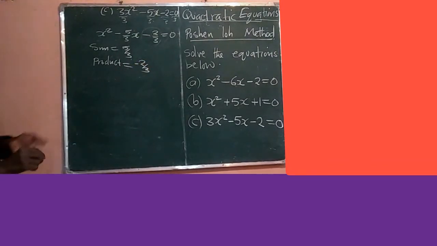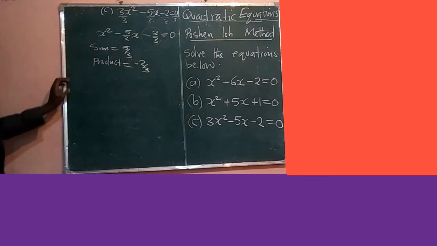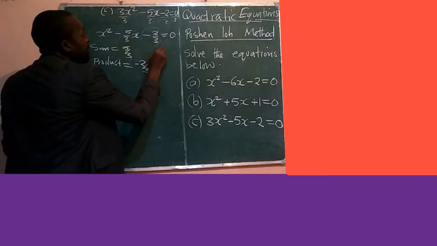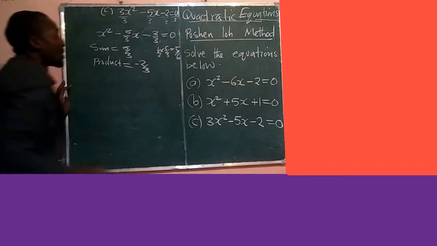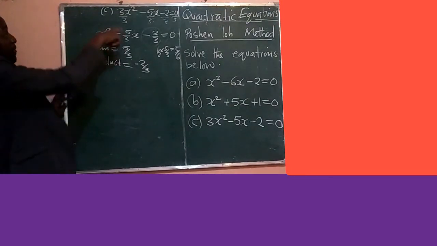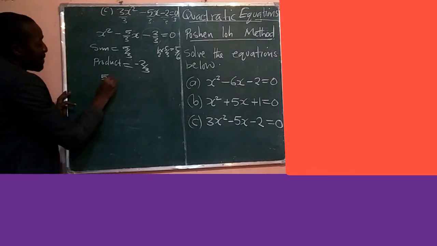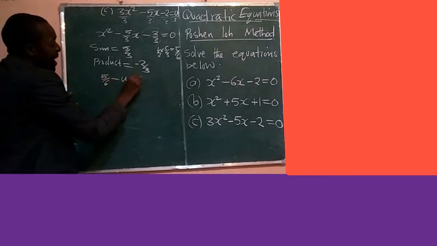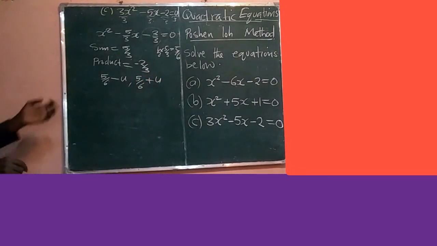And so at this stage now we have to find half of the sum. So half of 5 over 3 will give us 5 over 6. Okay, so now that you have 5 over 6, you can write down the two solutions for this equation. You have 5 over 6 minus u and 5 over 6 plus u.